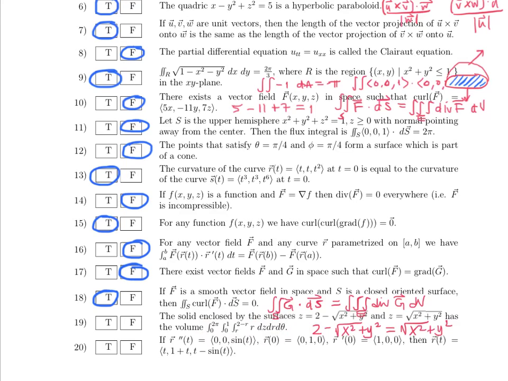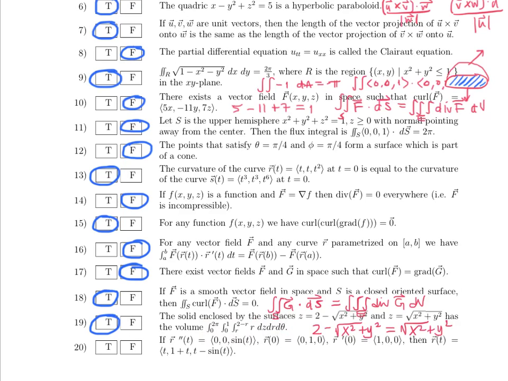Number 19 is true. Number 20: if r double prime is equal to 0, 0, sine t, and r of 0 equals 0, 1, 0, and r prime of 0 is 1, 0, 0, then r is equal to t, 1 plus t, t minus sine t. Yikes, that's crazy. Let's pick it apart piece by piece and see if it's consistent.